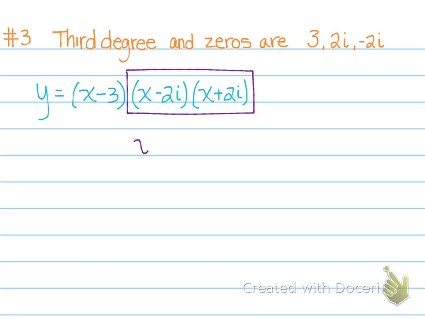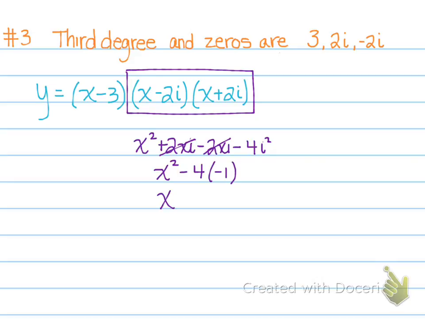So when you do that, you get x squared, and then you get plus 2xi minus 2xi. And again, it doesn't matter if you write xi or ix, it's the same thing. And then we have minus 4i squared. Well, immediately these two cancel. And then you need to remember that i squared equals negative 1. So this turns our binomial into x squared. Instead of minus 4, now we have plus 4. And then the last part is just to bring down that x minus 3.